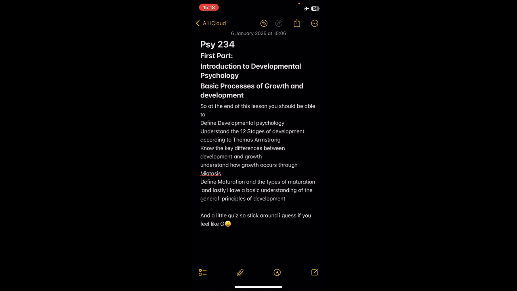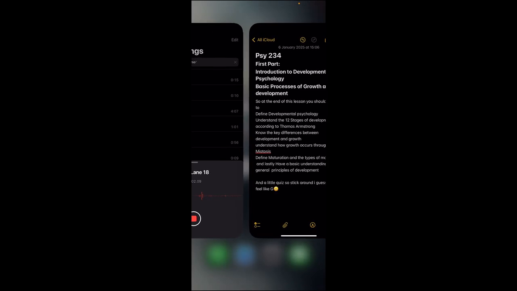I'll be taking slide 234, and this tutorial covers only the first part. The first part includes Introduction to Developmental Psychology and basic processes of growth and development. At the end of this lesson, you should be able to define developmental psychology, understand the 12 stages of development according to Thomas Armstrong, know the key differences between growth and development, understand how growth occurs through mitosis, define maturation and types of maturation, and lastly, have a basic understanding of the general principles of development.